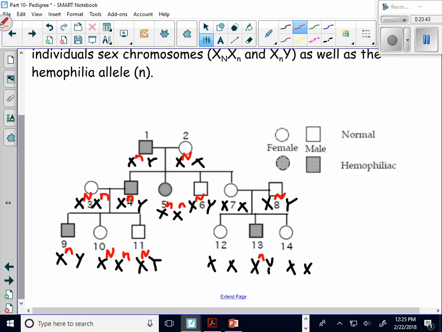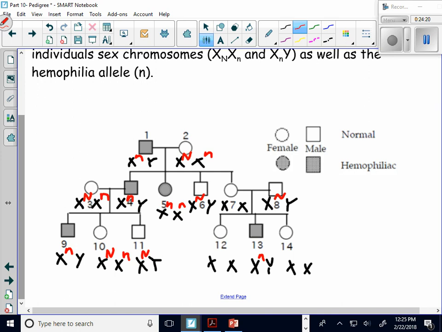Number 5 is a female with hemophilia. Now, is it very common to have females with hemophilia? No. Why not? Why is it not very common, Jamie? Dad has to have hemophilia, and mom has to at least be a carrier. Could mom have it too? Yeah. Okay. But at least has to be a carrier.